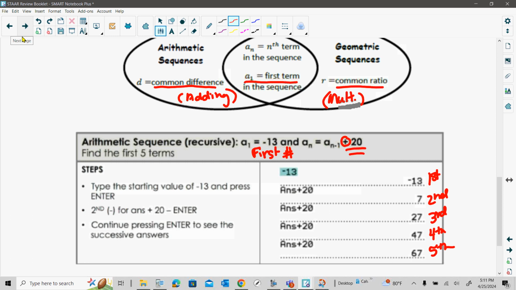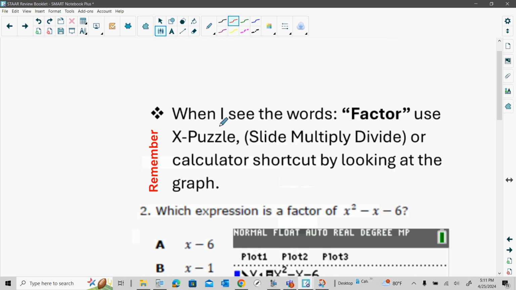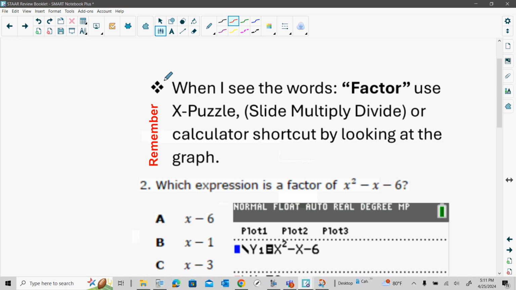the other thing we want to talk about is factors. Whenever I see the word factor, okay, you are going to have to use either the X puzzle. That's when we put the c on top and the b on the bottom, and that's when we have standard form, x squared plus bx plus c, with no a.